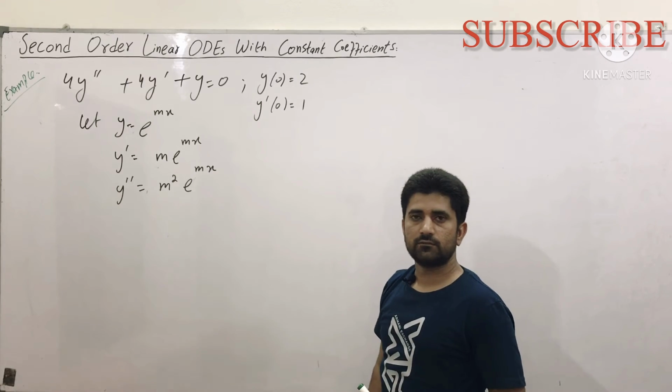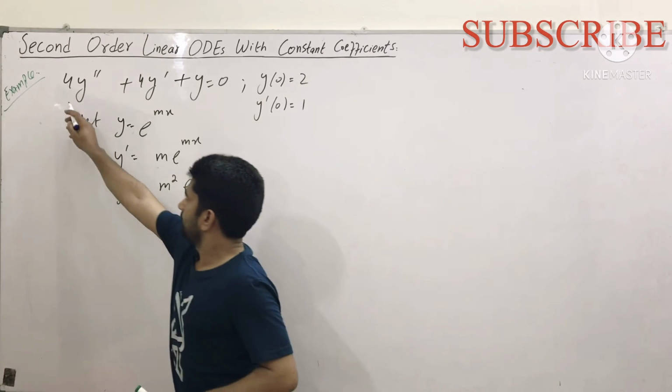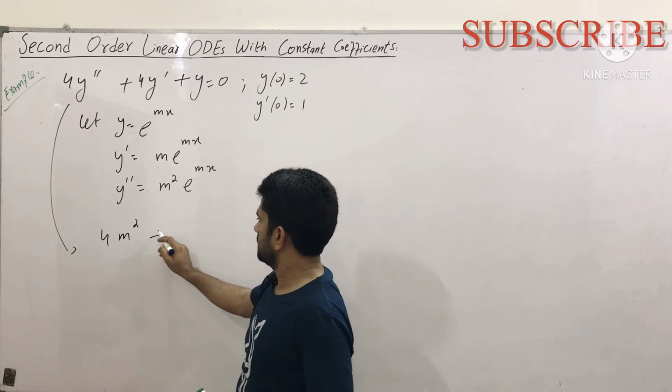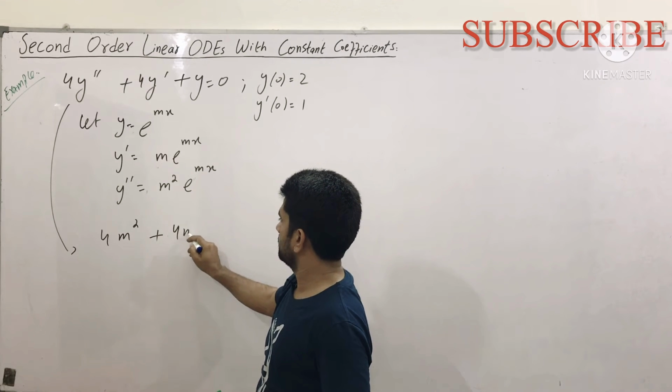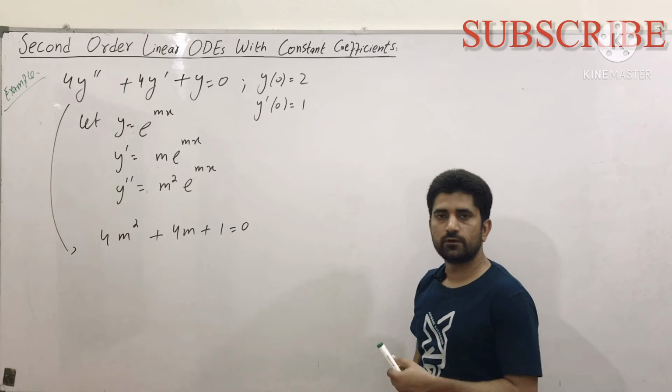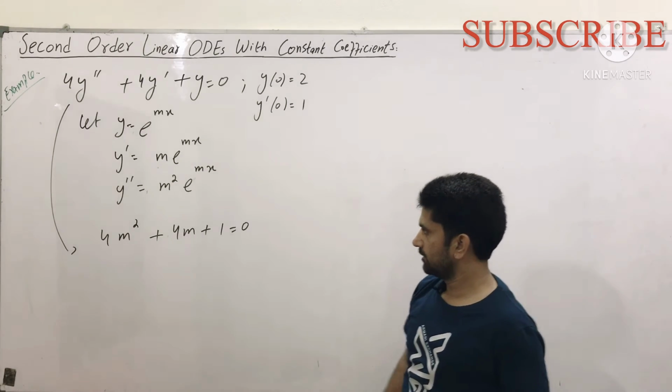Then the characteristic equation will become 4 m square plus 4m plus 1 equals 0. Now we want to find the roots from here.